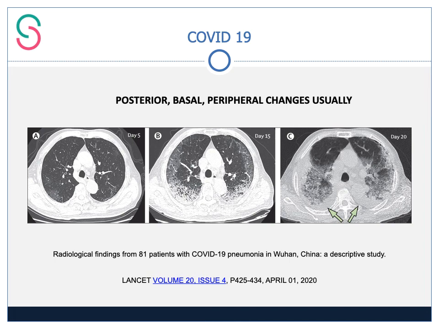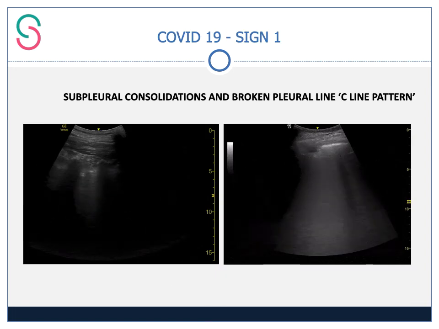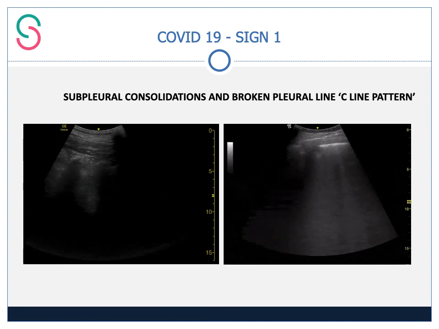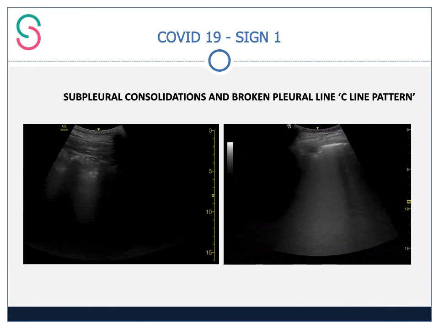These patients are also typically at higher risk of thromboembolic disease. So there are a variety of radiological, including ultrasound, features that can be detected, but typically we're looking for something that's subpleural, posterior, and basal. And there are some, although not pathognomonic, fairly typical findings, including so-called subpleural consolidations and the C-line pattern.